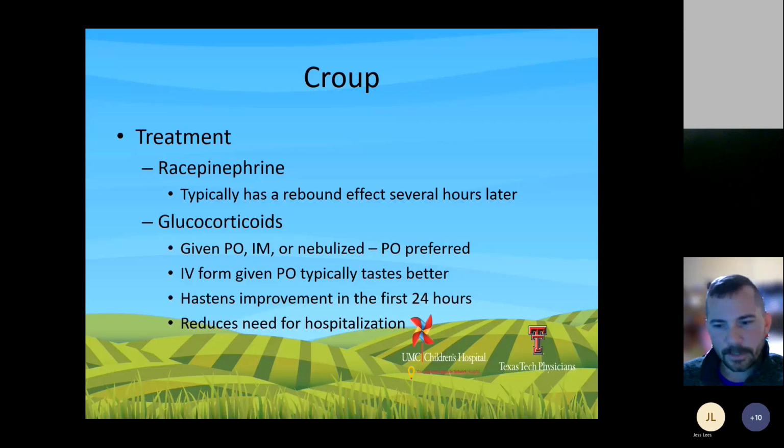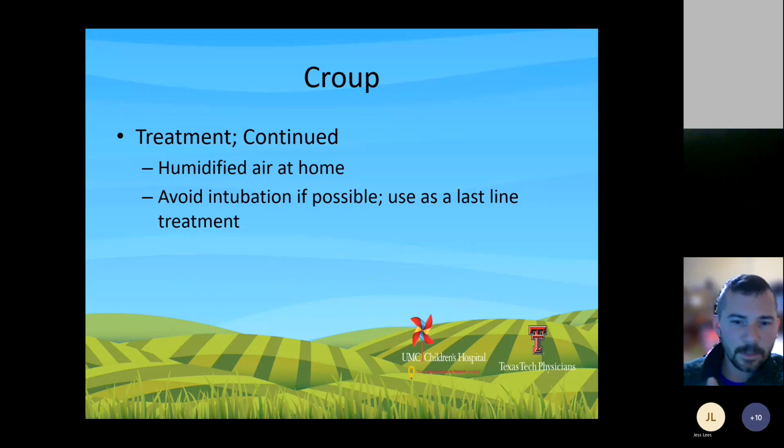Typically, they improve within the first 24 hours after this, or even that day. I've seen many children improve rather quickly. And so it does reduce the need for hospitalization. Some occasionally do, especially with hypoxia, but it's rare. Those are the very rare subset. So what else can we do?